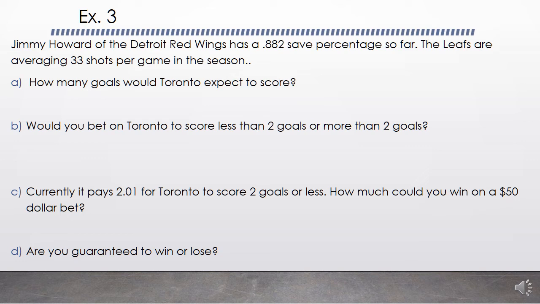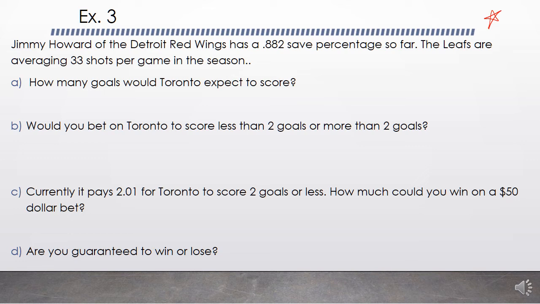So now we are going to move on to a betting question. And you might want to make sure you know how to do something like this. So Jimmy Howard of the Detroit Red Wings, this is an older question from a previous season. Jimmy Howard of the Red Wings has an .882 save percentage so far. The Leafs are averaging 33 shots per game. How many goals would Toronto expect to score? So again, nothing's guaranteed. This is just expected.